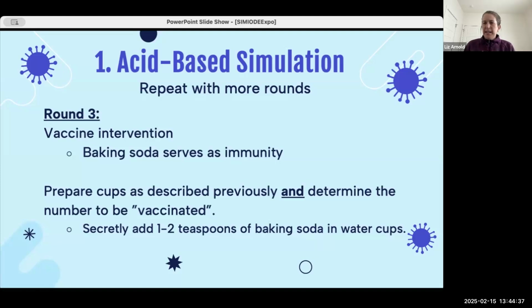And this is also why I say it's a good recommendation to make these cups before class, because when you put baking soda, you can sometimes see the residue. So if you make it ahead of class time, it gets a chance for the baking soda to settle, so it's not as obvious that there's something in the cup.